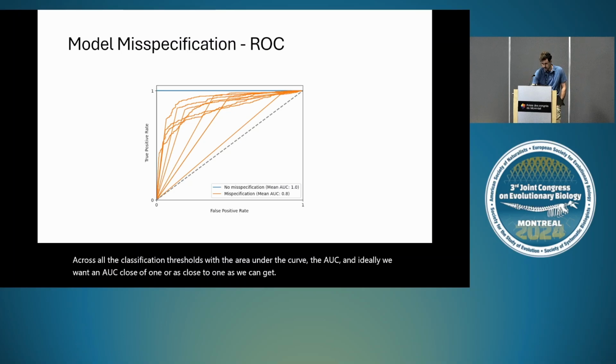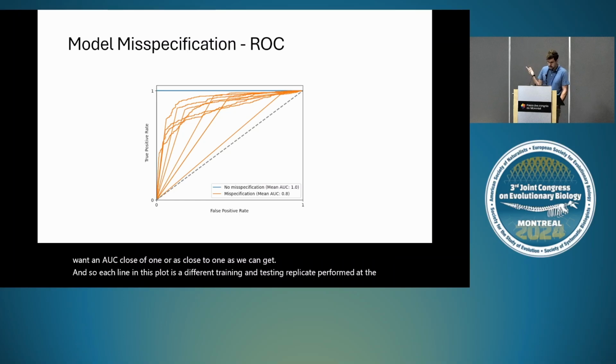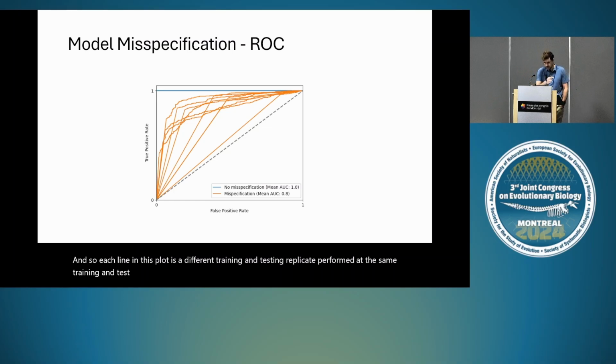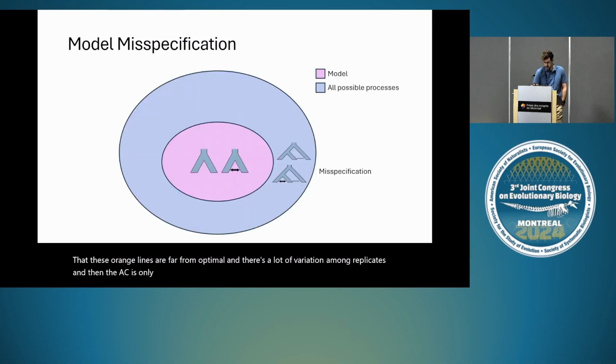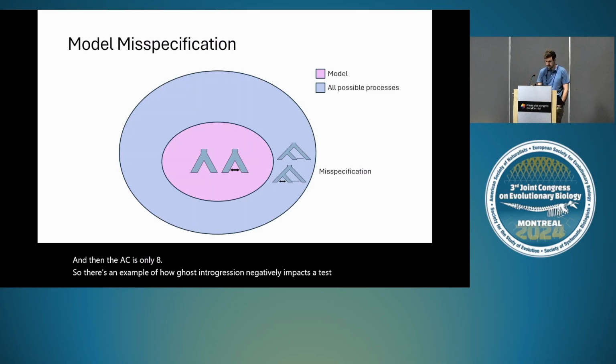And so each line in this plot is a different training and testing replicate performed with the same training and test data. The blue lines represent the tests where there was no misspecification, which did really well. The orange lines represent the tests where there was model misspecification. And we can see that these orange lines are far from optimal, and there's a lot of variation among replicates. And then the AUC is only 0.8. So there's an example of how ghost introgression negatively impacts a test for introgression.